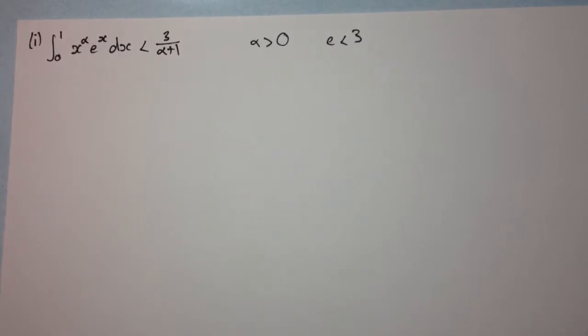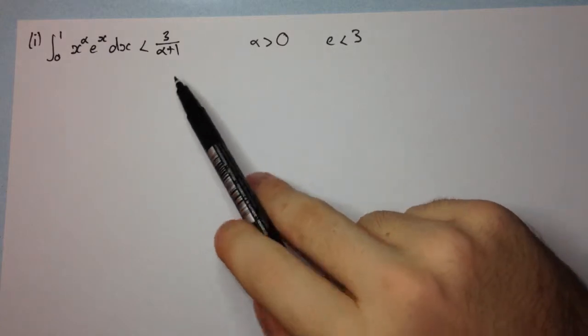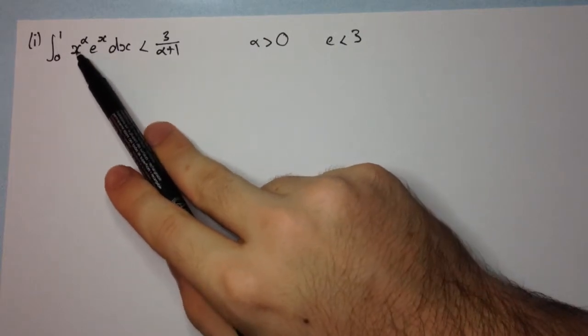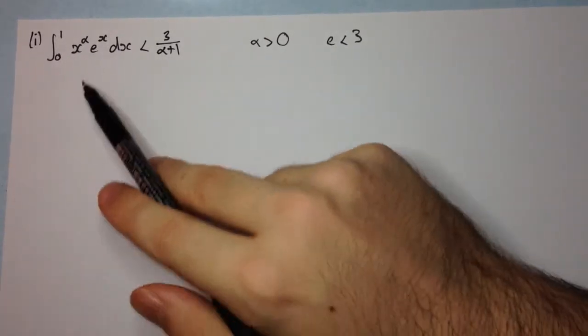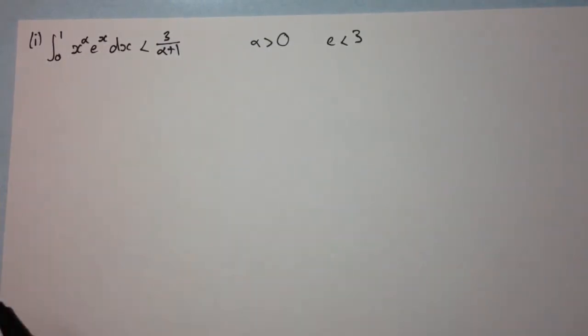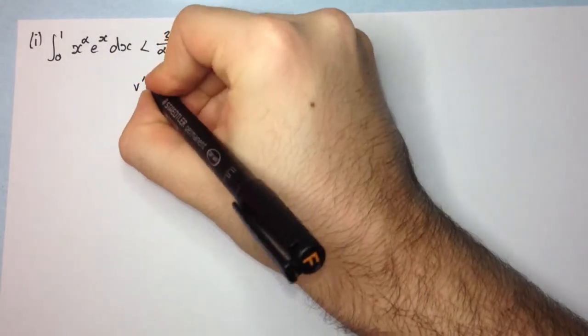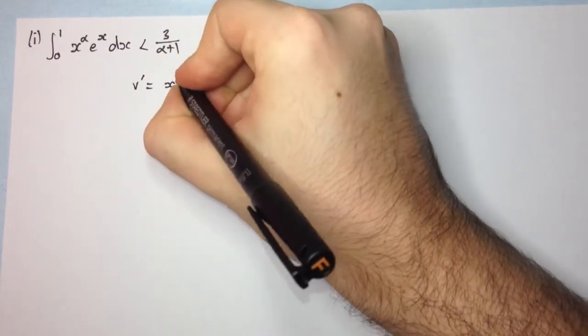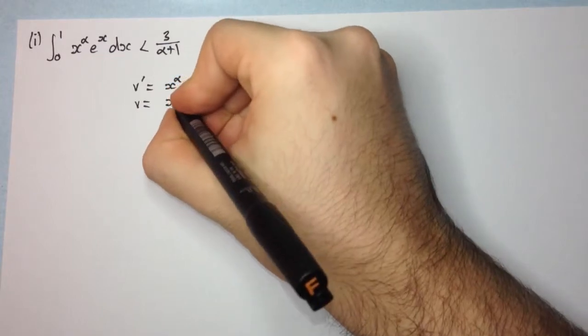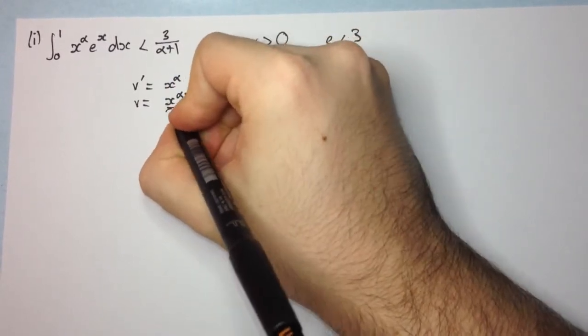Okay, now, with integration by parts, we need to choose what our u is and what our v dash is. Now, if you note that here we want to get alpha plus 1 in the denominator of a fraction, this might suggest that we integrate this function here, so that we'll get x to the alpha plus 1 over alpha plus 1. So if we want to integrate this, this is going to be our v dash. So v dash equals x to the alpha, and when we integrate it, that'll mean v equals x to the alpha plus 1 over alpha plus 1.